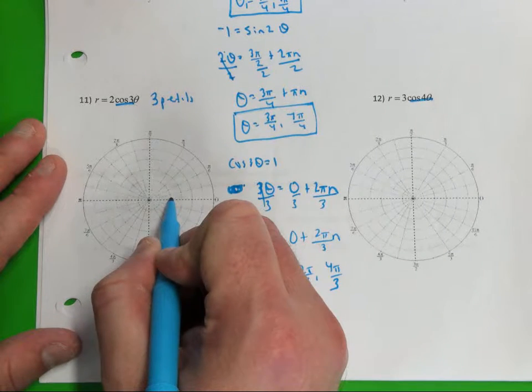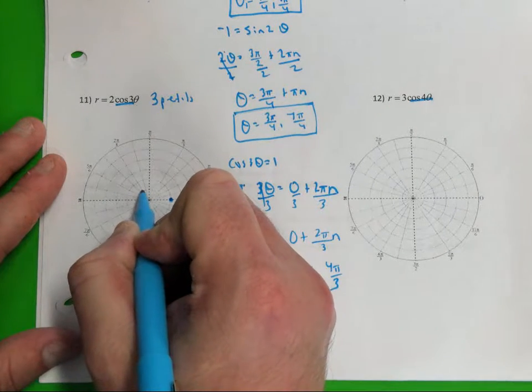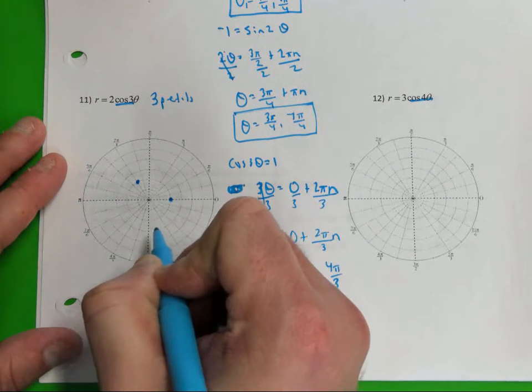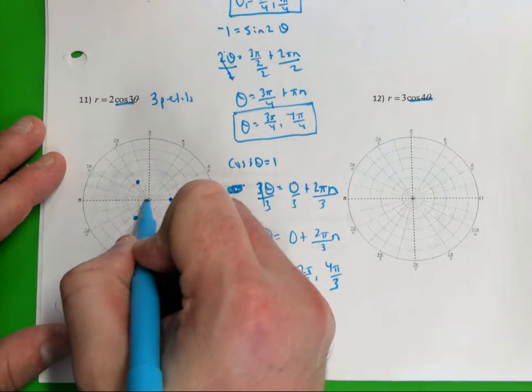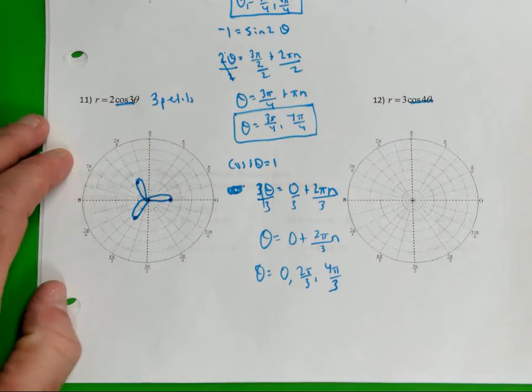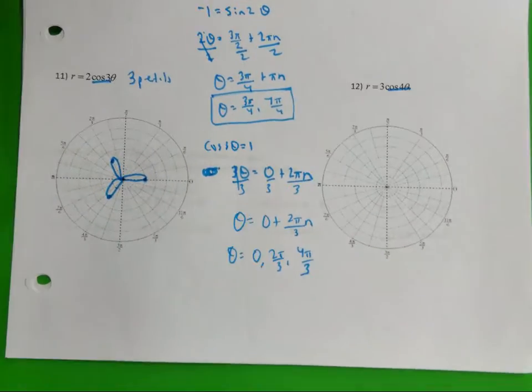We go out to the ring, what? 2. And you get something that looks like that. Is it making more sense?